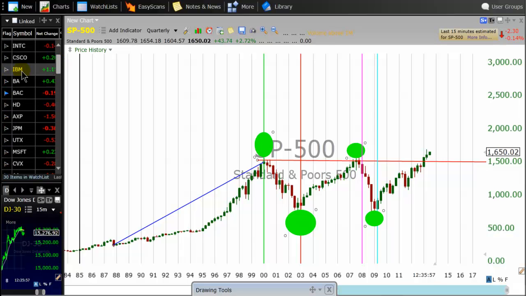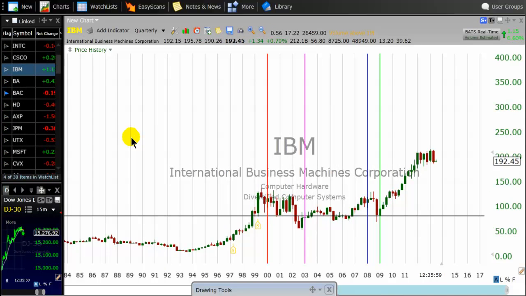I'll bring on IBM, a stock that is listed on the American Stock Exchange, on the Dow 30. So we can see here the vertical lines: this is 2000, 2003, 2008, and this is 2009.